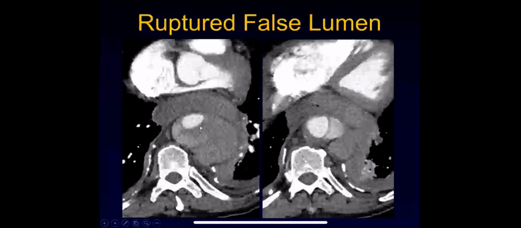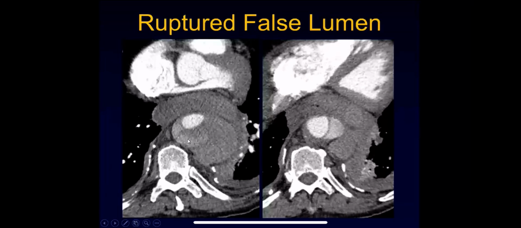And here we're seeing true lumen aortic dissection, and this aortic dissection has ruptured into the posterior mediastinum. There's a localized contained hematoma posteriorly surrounding the esophagus, and there's also hematoma adjacent to the aorta, and the patient's got a small left pleural effusion.